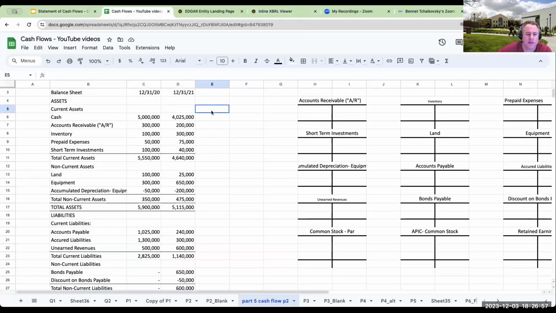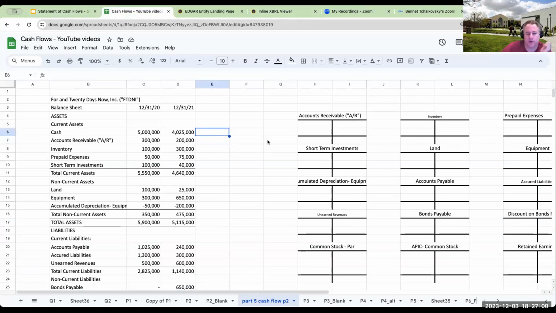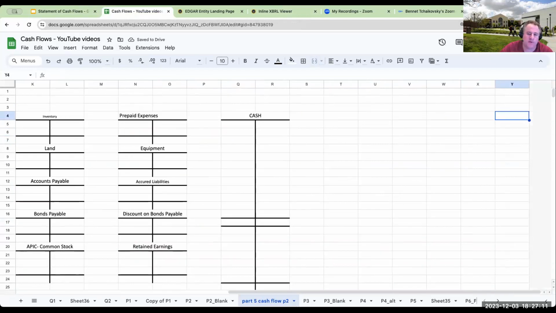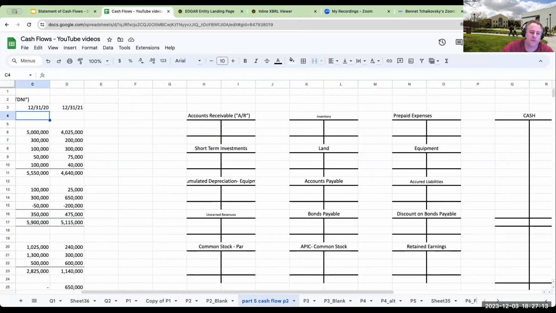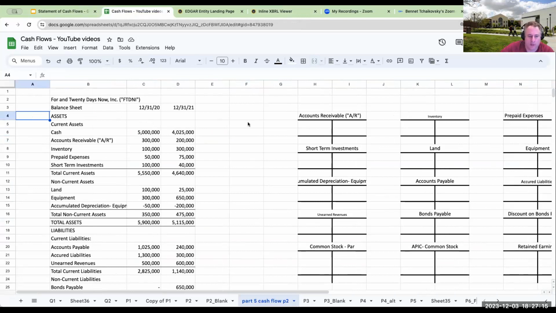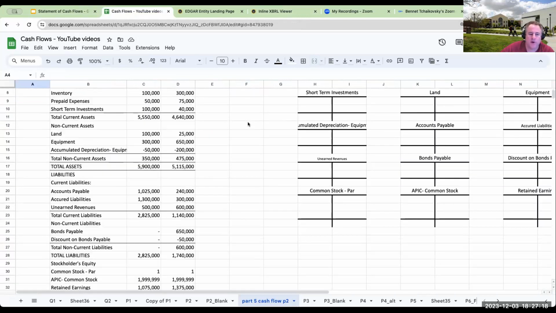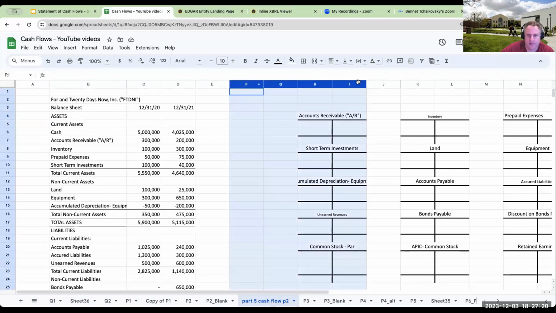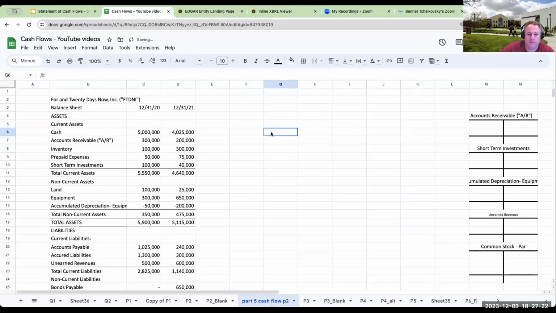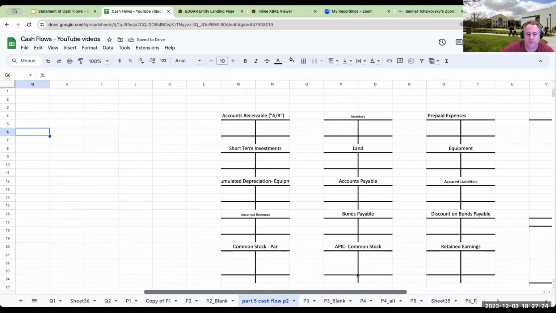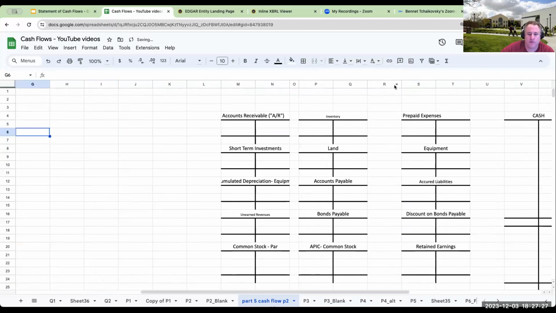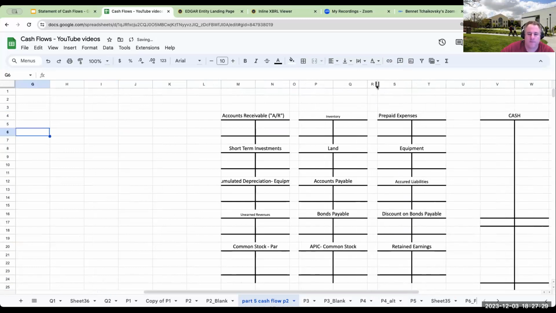In this case, our cash is going from basically 5 million down to 4,025,000, or a decrease of 975,000. So for this particular question, what we're going to need to do, as always, is set up our skeleton for our cash flows. Let's get this going.